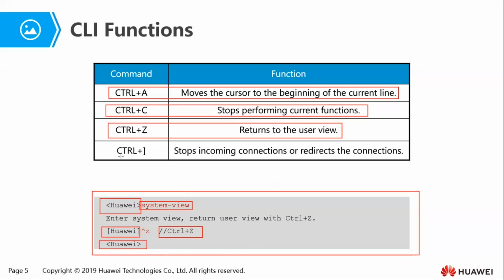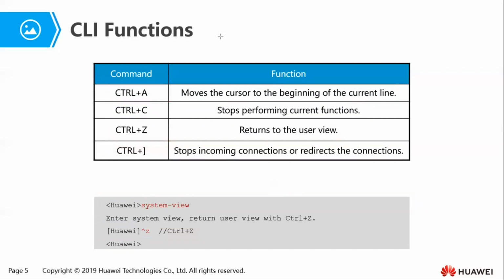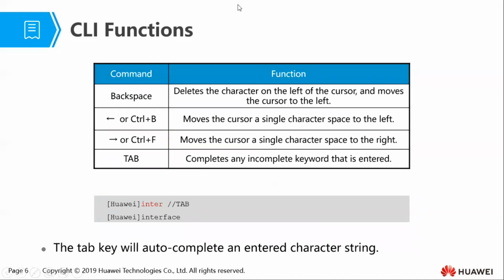And we have many others which you should check in the notes at the bottom of this particular slide. So for example, Control plus that particular left-facing square box is used to stop incoming connections or redirect the connections. So you can check the other shortcut keys. They always provide an easier way of performing some of the functions in CLI.